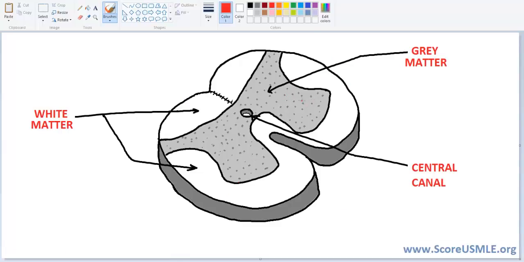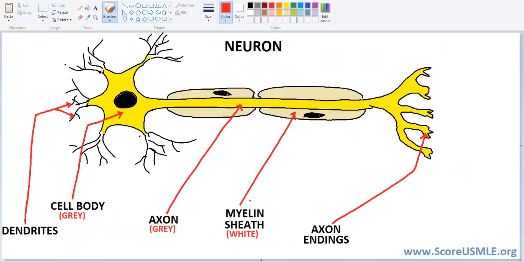Now I want to bring your attention to this central H-shaped structure right here in the cut section of the spinal cord. That is known as the gray matter. And the peripheral whitish surrounding area of the cut section shows us the white matter. Now what constitutes the gray and the white matter? Let me take you to the very basics of the nervous system, that is the neuron.